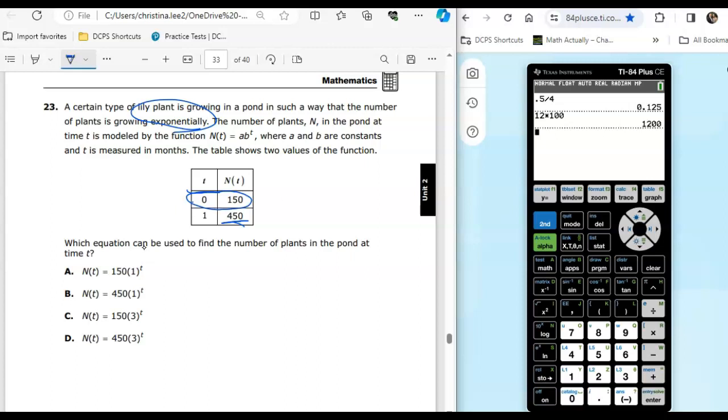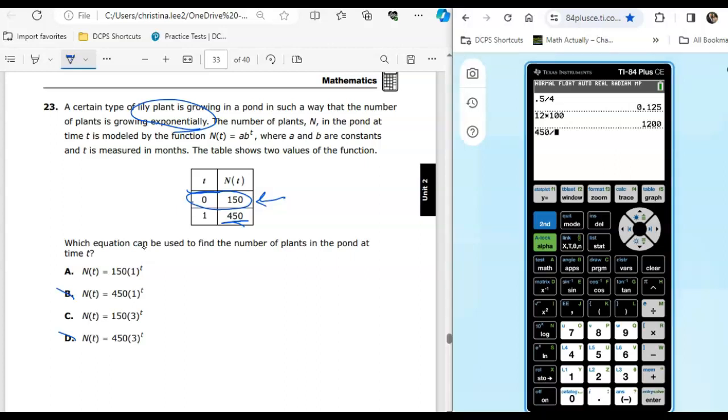Well, we know our starting value is 150, so it has to be A or C. The next thing we want to figure out is what is our factor? Are we multiplying by 1 every time, or are we multiplying by something more than that? Well, we go from 150 to 450, and so 450 divided by 150 gives us 3.